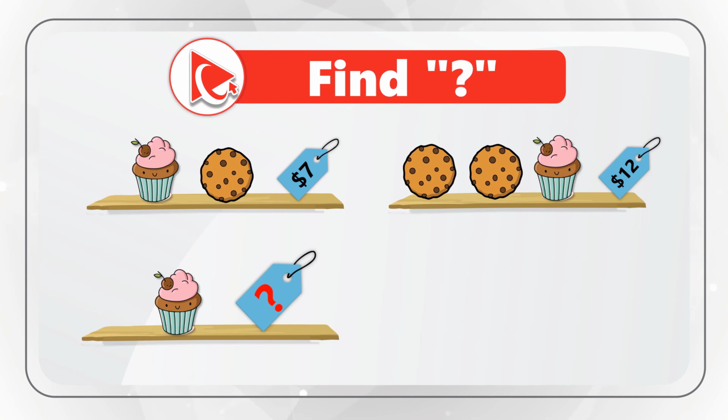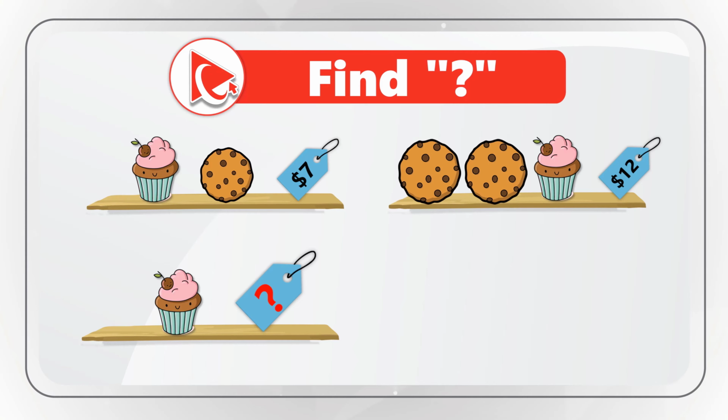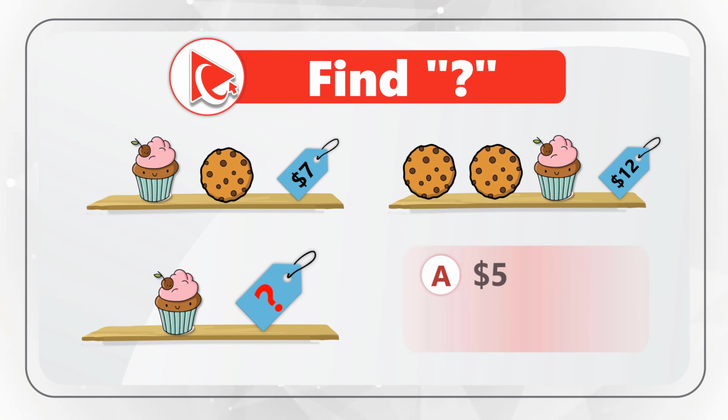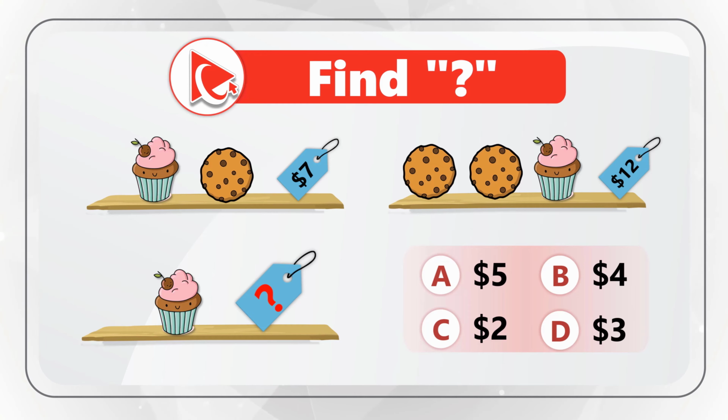The first set consists of 1 cookie and 1 cupcake, and the price tag for the first set is $7. The second set consists of 2 cookies and 1 cupcake, and the price tag for the second set is $12. The last set consists of only 1 cupcake, and you need to calculate and select the price for the cupcake out of 4 possible choices. Choice A, $5. Choice B, $4. Choice C, $2. And last but not least, choice D, $3.